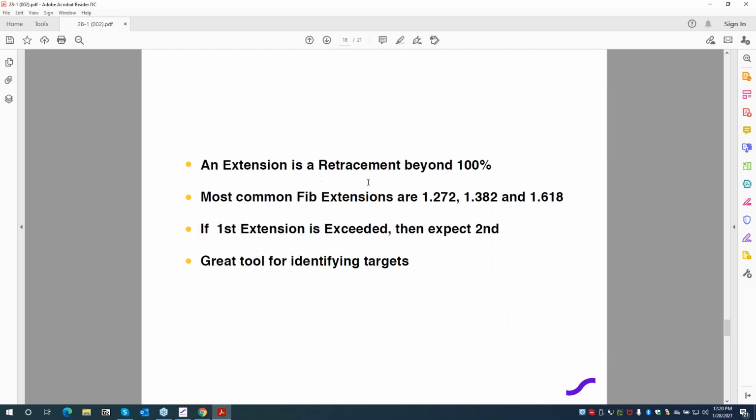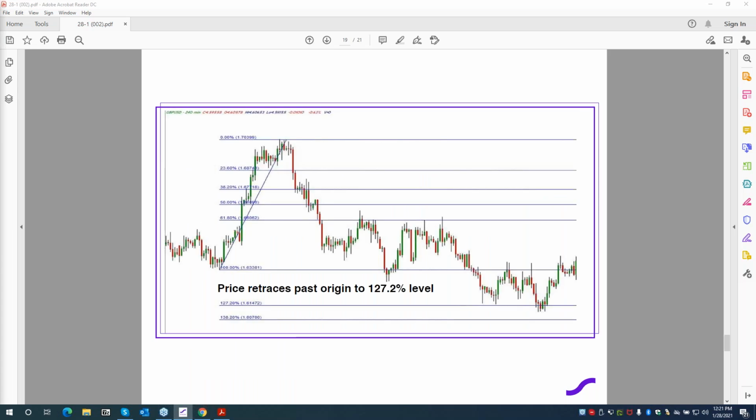Now, an extension of the retracement beyond 100, its most common Fibonacci extensions are 1.27, 1.38, and 1.61. If you do them in percentages, so 127, 138, and 161. Now, if the first extension is exceeded, then expect the second extension to also be exceeded, guys. Usually when you surpass 100%, this means that it's going to take that direction and continue. So do be aware of those extensions, that usually it does follow the way that the trend is.